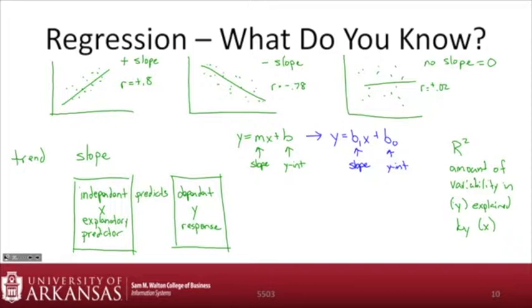Okay. So if we're going to make predictions, do we want a good model or a bad model? We want a good model, right? So to get a good model, do we want to explain a lot of what's going on, or do we not want to explain very much? We want to explain a lot, right? So if we're going to explain a lot, then we want our R squared to be high. High is good. So we want a high R squared.